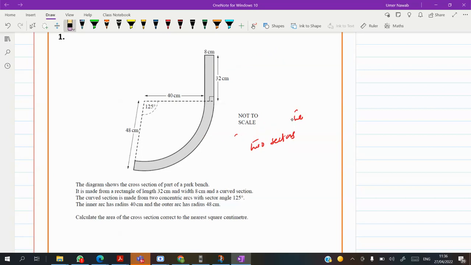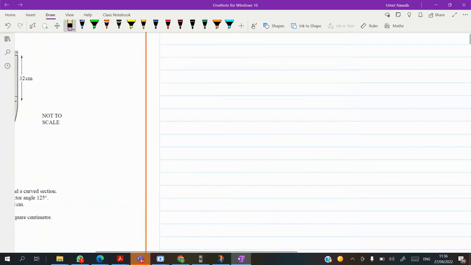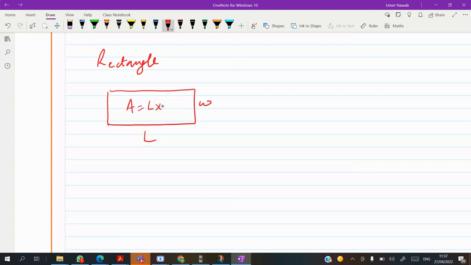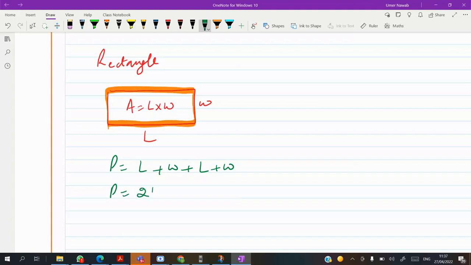So let's first revise the area of a rectangle. Rectangle is a 2D shape. It has length, it has width. So the area is length times width, and the perimeter is length plus width plus length plus width, or some people write it as 2L plus 2W, or some people take two common, 2(L plus W).